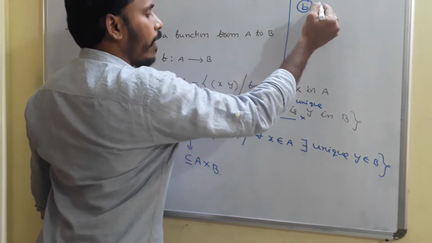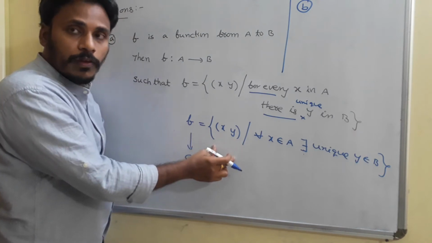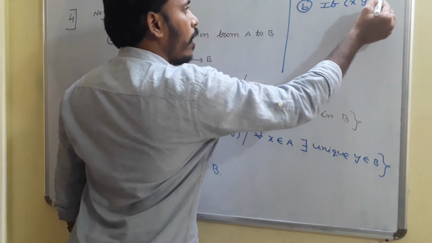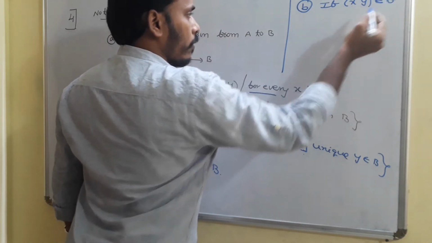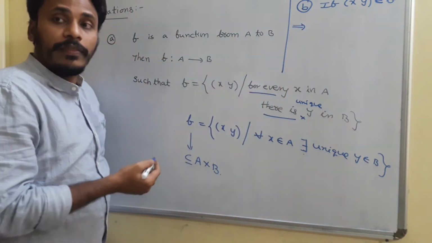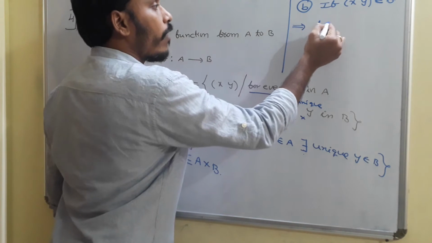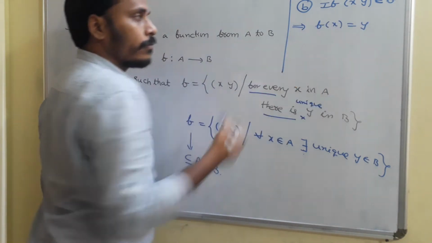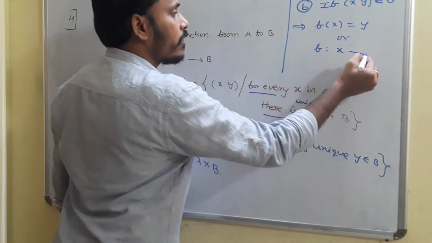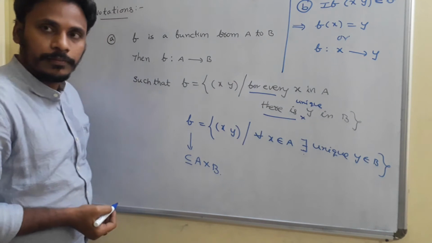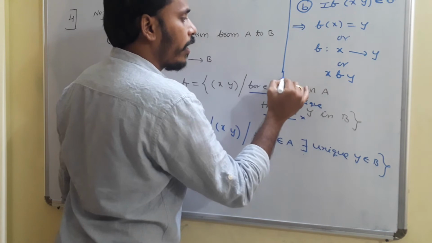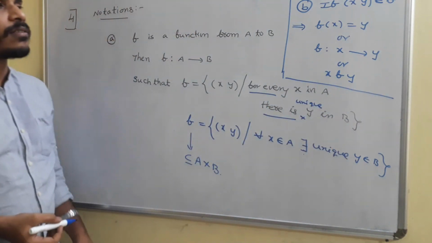The next point related to this, B. If we have an ordered pair, f contains ordered pairs of the format x y. If x y is an ordered pair of the function, then we write that f of x is equal to y, or f is mapping, connecting x to y, or we usually say x f y. All are the same. These are the different notations.